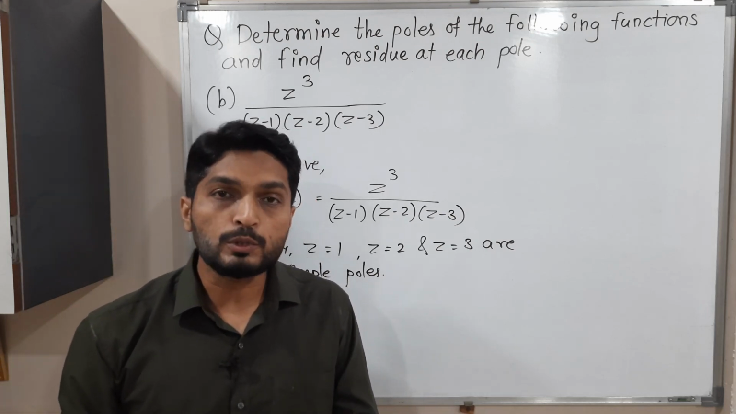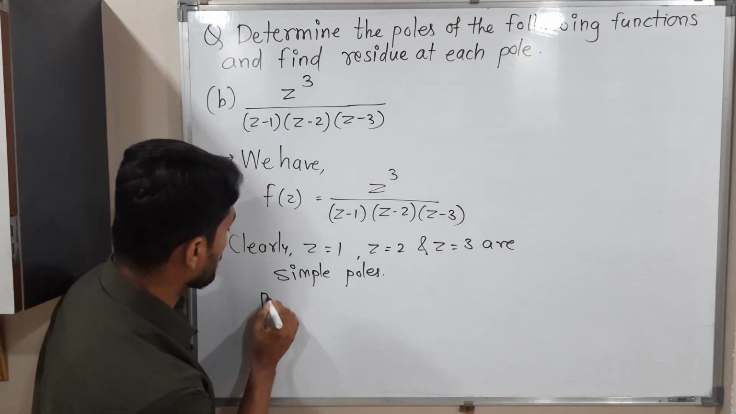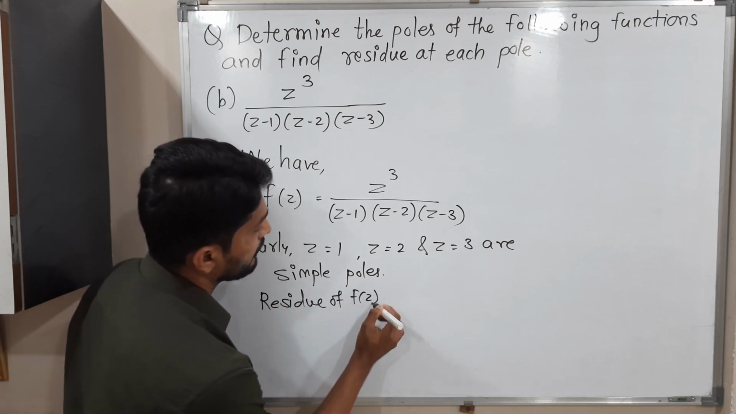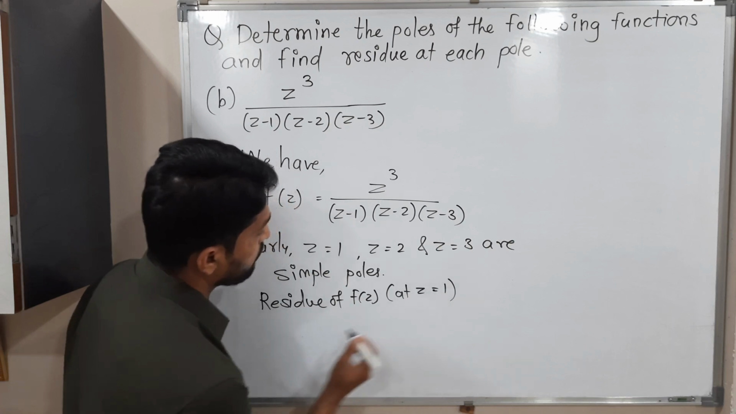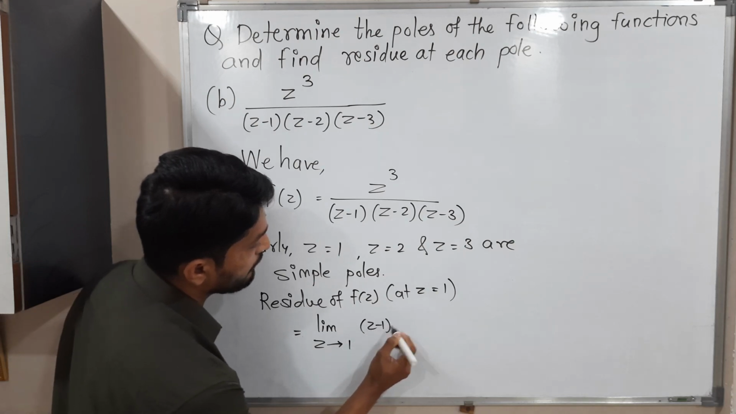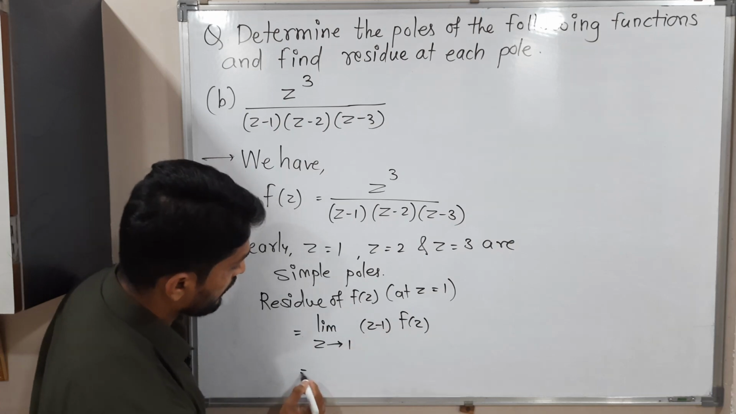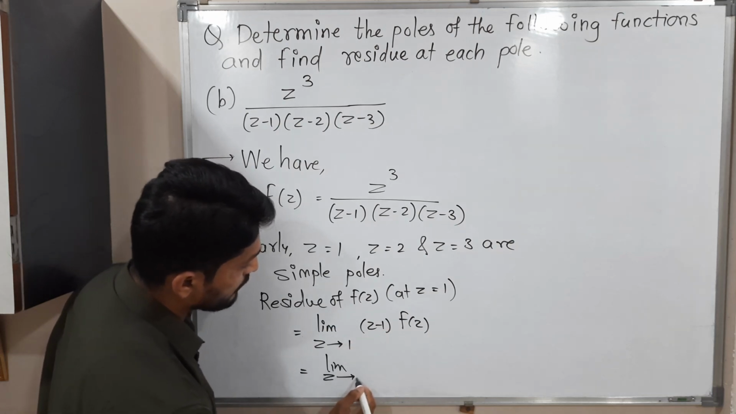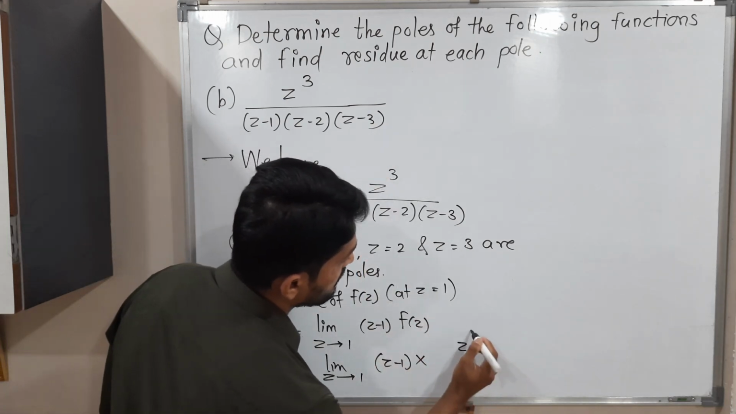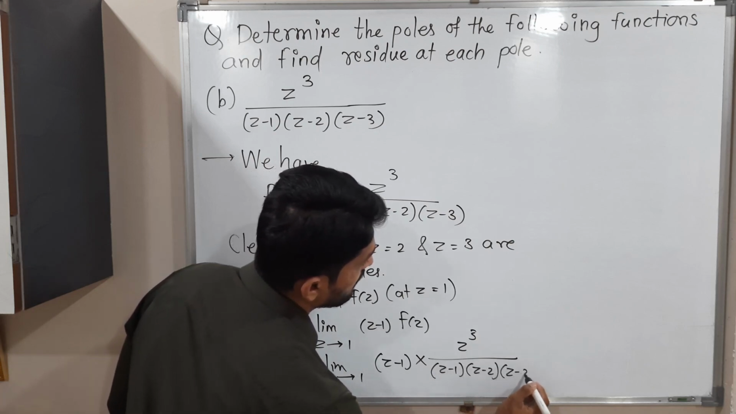Now we have to find residue at those simple poles. If you have simple poles, we have a very simple formula to calculate the residue. So let me use the residue of f of z at z is equal to 1. The formula says limit z tends to 1, z minus 1, f of z. We are finding residue at 1, so I am using 1 here. So limit z tends to 1, z minus 1, let us put f of z. This is our f of z, it is z cube upon z minus 1, z minus 2, z minus 3.